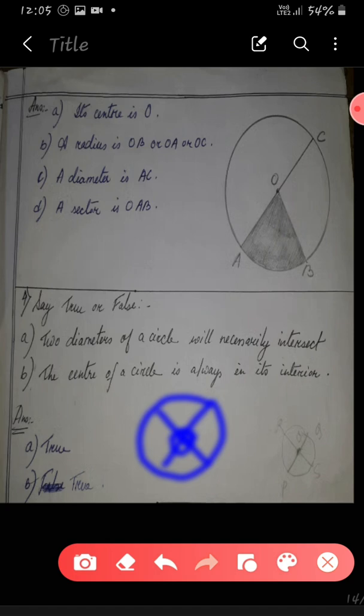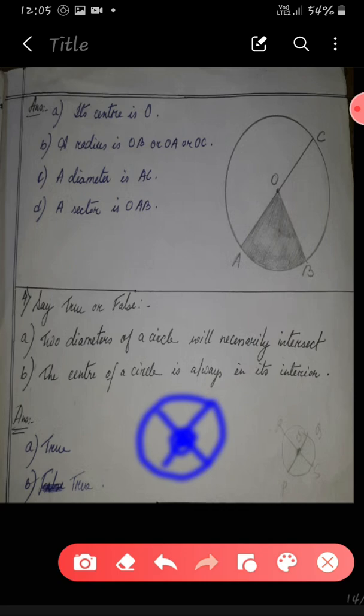And second, the center of a circle is always in its interior. The center of the circle, that means what? It is a point which is equidistant from every point on the circle. Obviously it will be in the interior. So that is also true.